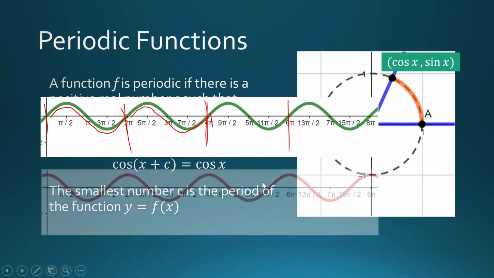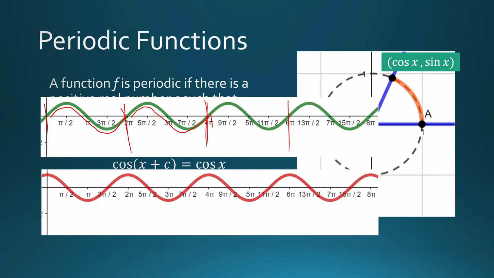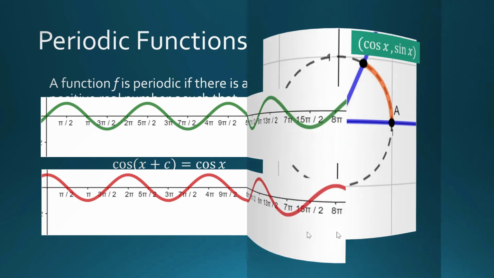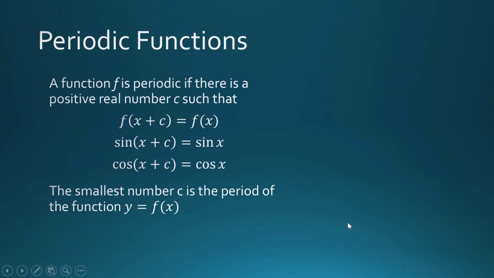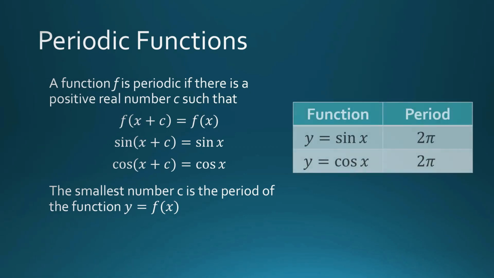The same pattern is revealed by your cosine function. This one is the graph of your function y is equal to cosine of x. So for both of these functions, y is equal to sine of x and y is equal to cosine of x, the period is 2 pi.